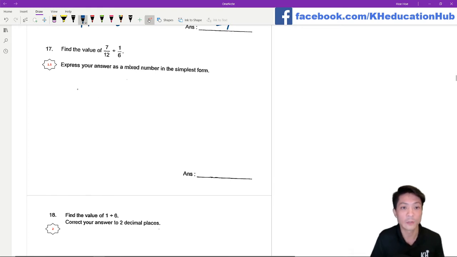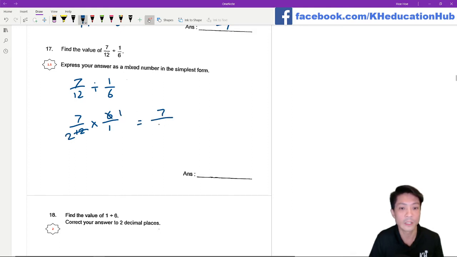Question 17, they want you to find the value of 7/12. I think that one is divided by 1/6. Okay, so 7/12, I'm gonna flip it over and multiply. Now we're gonna reduce, divided by 6, divided by 6. It'll give me 7/2, which is 3.5 when you change it into mixed number, simplest form.